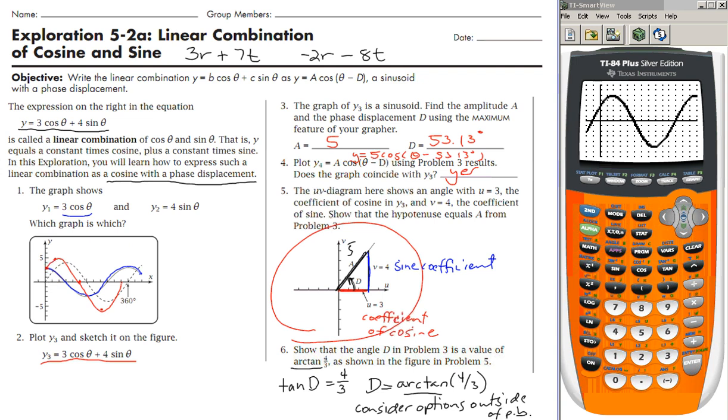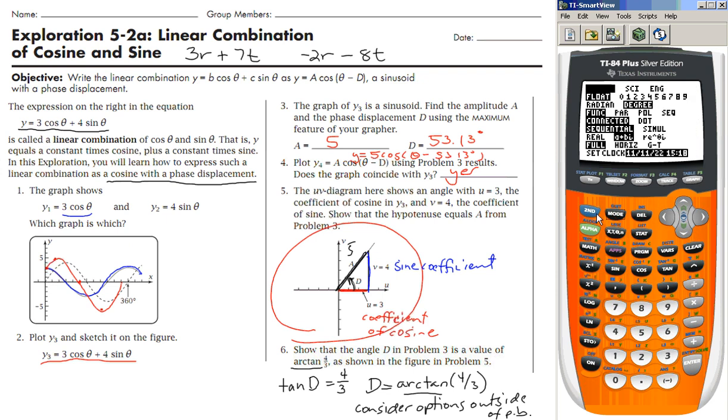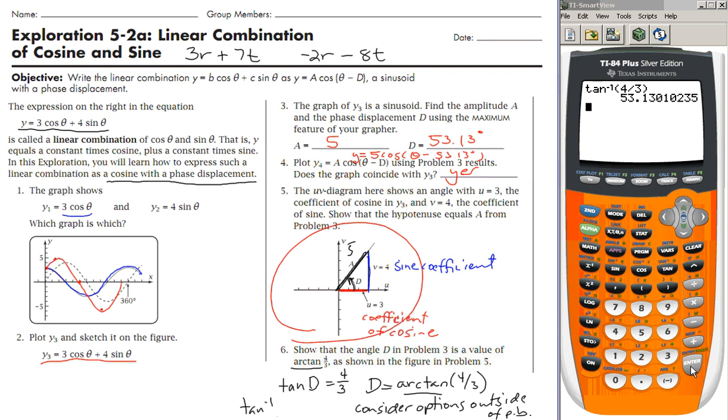Okay, but here D, look at my picture, right? D is in the first quadrant. That's in the principal branch of tangent. So if I do, let's one more time, inverse tangent of 4/3, I get 53.13 degrees, right? Which is, in fact, the phase displacement that I figured out from my graph.